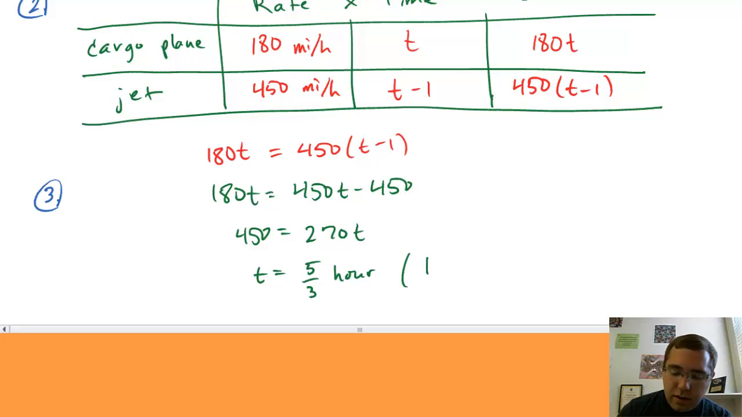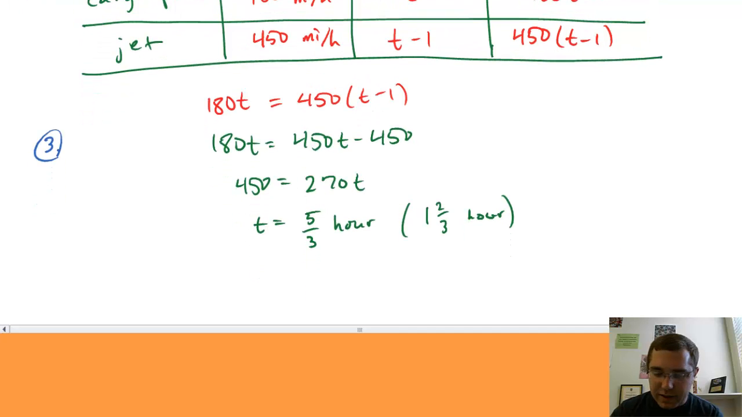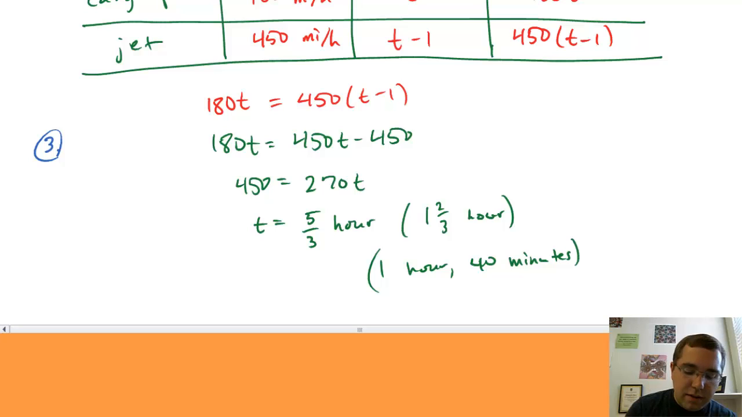So about, we can say 1 2/3 hours, 1 hour and 2/3 of an hour. What's a third of an hour? 20 minutes. So 2/3 of an hour is 40 minutes. So 1 hour, 40 minutes. So that is really me answering the question, making sure I express it with the right units. 1 hour and 40 minutes later.